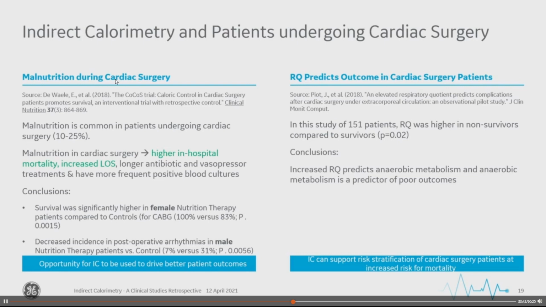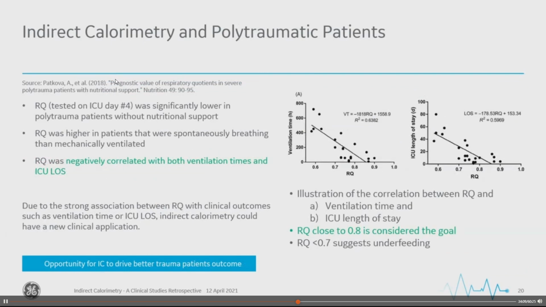And then on the flip side, the RQ does have the ability to predict outcomes in cardiac surgery patients, where in this one studied by Piot, the RQ was higher in non-survivors than in others, and it was found to be statistically significant. So the RQ is informative of risk in and of itself in this patient population.